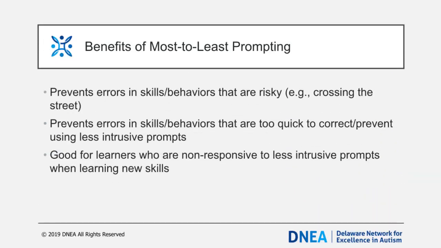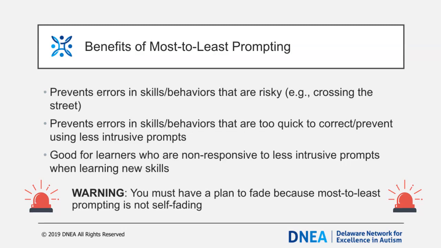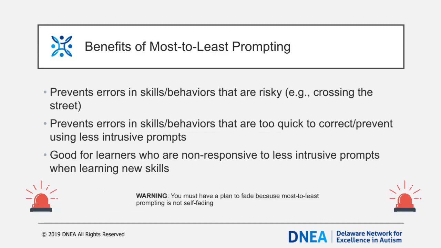Most to least prompting is helpful because it prevents errors in skills that could be risky, such as crossing a street or learning to cut with a knife. It can also be helpful to prevent errors when you have an individual who might be too quick to respond or who is likely to be non-responsive to a less intrusive prompt. The most important thing to remember when using most to least prompting is to implement a plan for fading the prompts over time. Most to least prompting is not self-fading. You will need to define a plan for fading the prompt and monitoring the individual's learning over time.